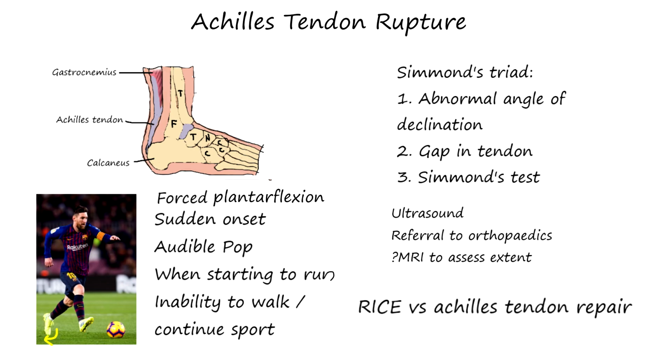In terms of management, if they're a highly sporting individual, so if this is a high-end sporting injury, you're going to want to do an MRI to assess the extent of the tear, and then with a view for Achilles tendon repair, which is making a small incision and then basically sewing the two parts of the Achilles back together.